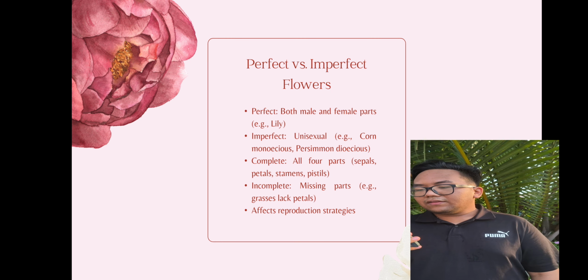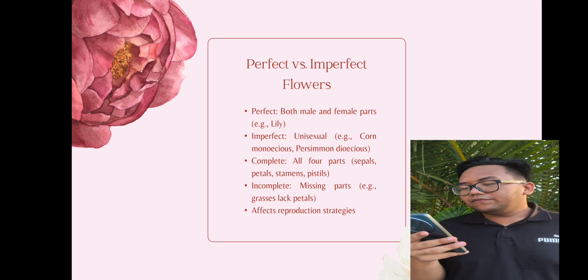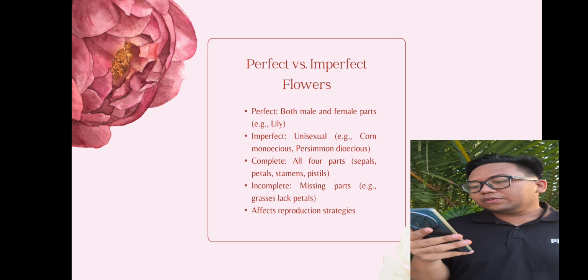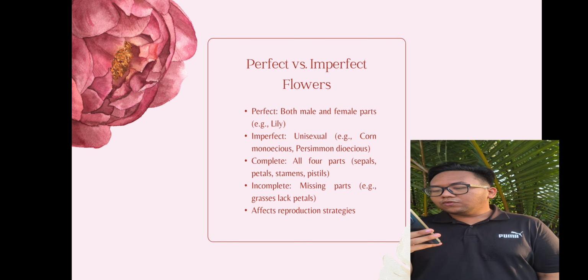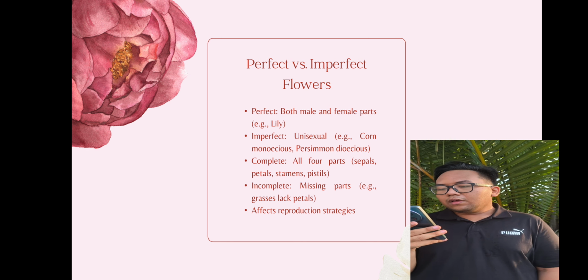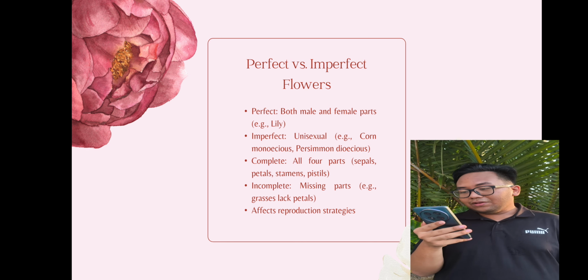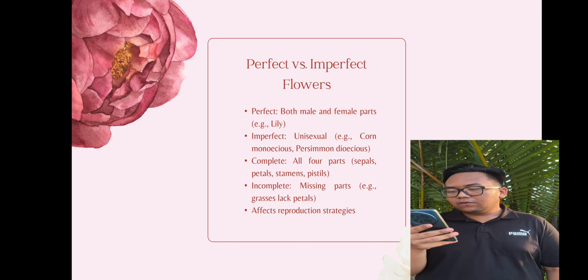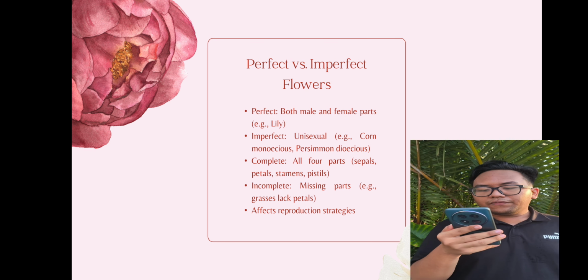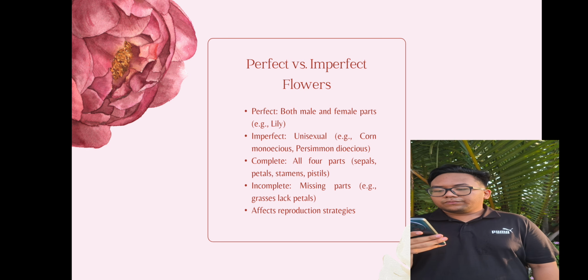On the 7th slide, which is perfect versus imperfect flowers. Flowers are perfect like lilies with both parts, or imperfect, unisexual, like corn, monoecious, or persimmon, dioecious. Complete flowers have all 4 parts, while incomplete ones like grass lack some, affecting reproduction.